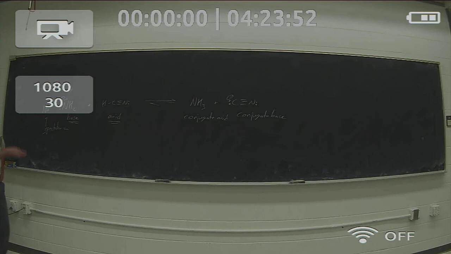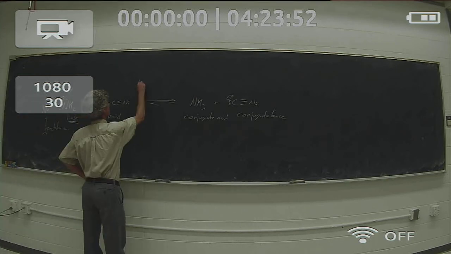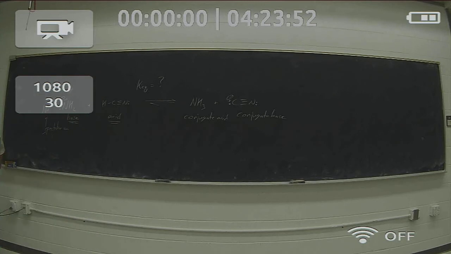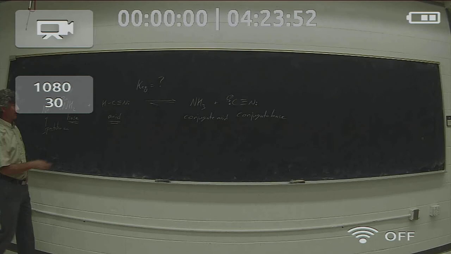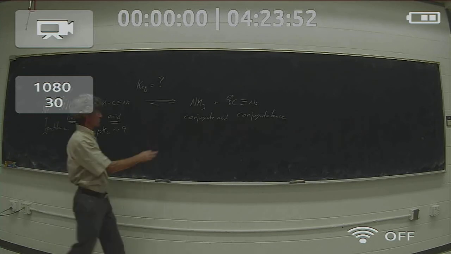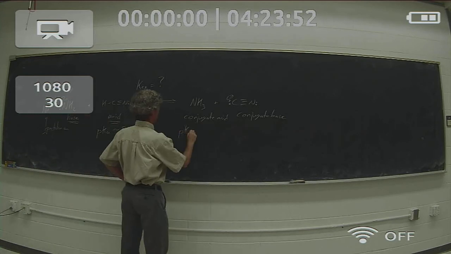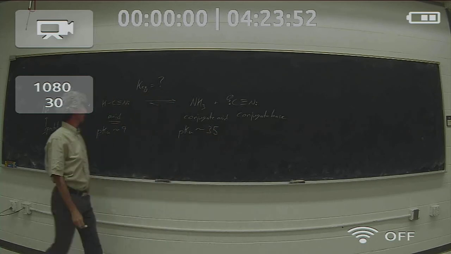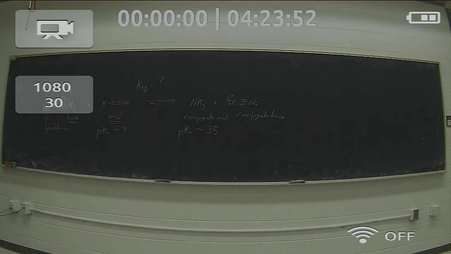So what we'd like to do is calculate the equilibrium constant for this reaction. And we can do that if we know the pKa value for HCN, which we do. It's around 9 to 10. And the pKa value for ammonia, which we know is about 35. So we know both the pKa for our acid and the pKa for our conjugate acid.